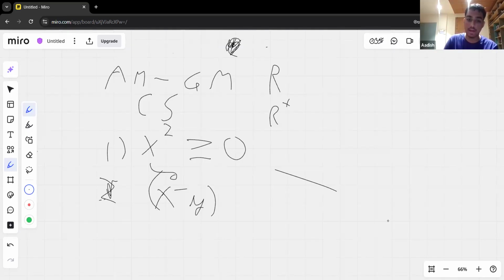Okay, so we have x squared greater than or equal to 0. Isn't Cauchy complex? What? We are sticking to normal Cauchy-Schwarz. Okay, sure, there is complex Cauchy.